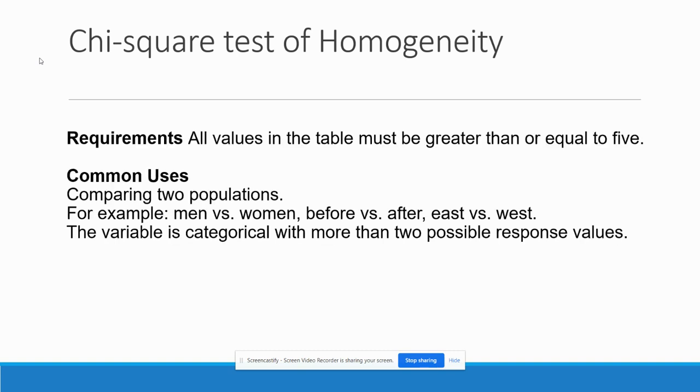Again, all the values in your table have to be greater than or equal to 5. If not, you have to do a Fisher's test. Common uses are if we're comparing men versus women, before versus after, east versus west, those kinds of things. And again, this is if I'm not using means, I'm using proportions, or I'm using counts. That's the huge thing about chi-squared. I'm not using averages in any way. So the variable is categorical with more than 2 possible response values.